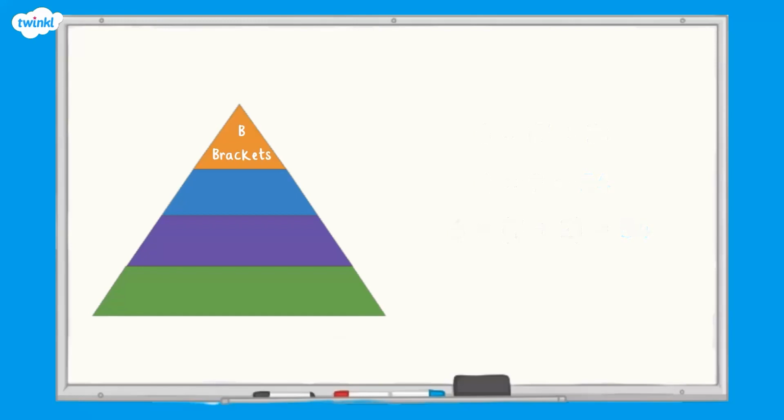The next operation in our triangle is indices or orders. This is where a product such as 2 multiplied by 2 multiplied by 2 is recorded as 2 cubed. These can be called either indices or orders. So in this calculation, we would calculate the 3 squared first. 3 squared equals 3 times 3, which equals 9. So we can replace the 3 squared with 9.